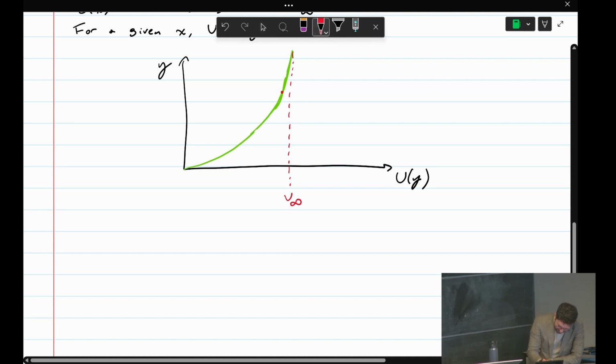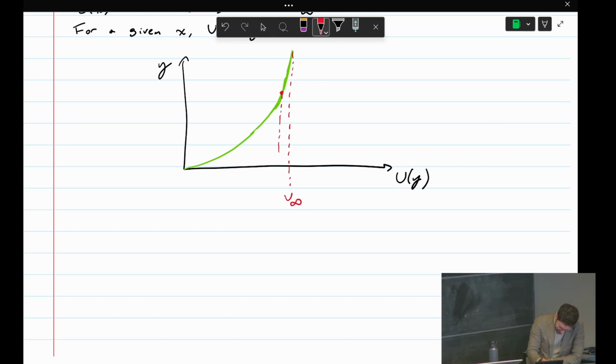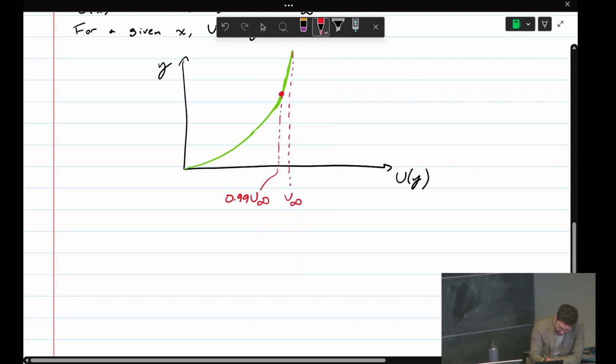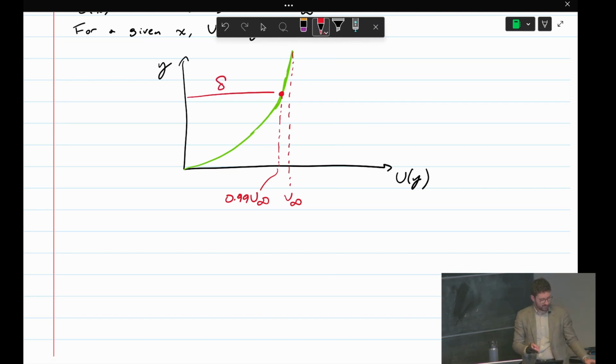So if you say you're at 99% U infinity, I'll exaggerate that. So that would be some point here along the profile, some y location has a velocity that's 99% of U infinity, and that y location is going to be delta. So we say the boundary layer is that thick. Are there any questions on that definition of boundary layer thickness?